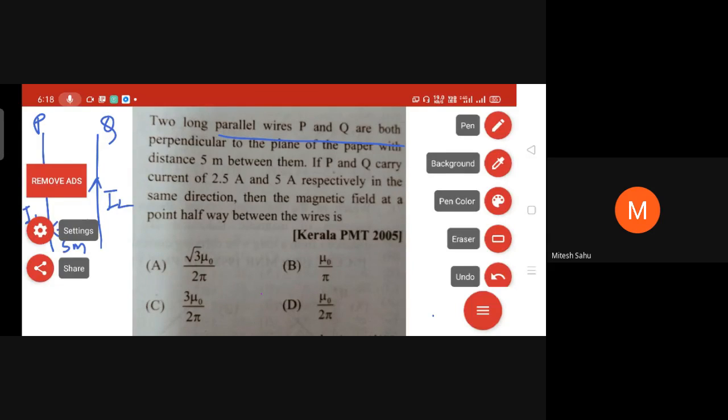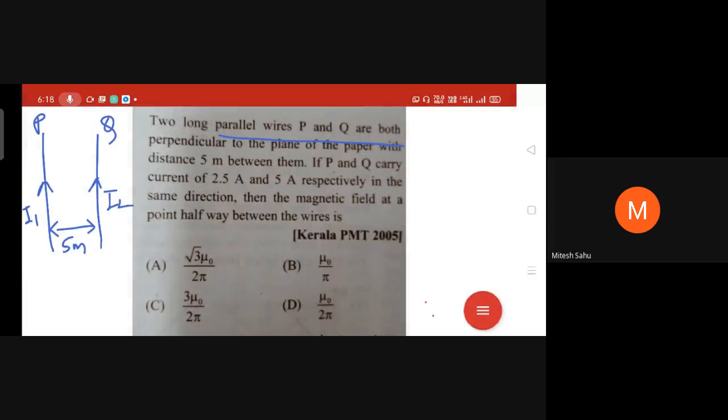At point halfway between the wires means where we have to find out magnetic induction. So since distance between these two wires is 5 meters, and we have to find out magnetic field at a point halfway between these two wires, means we have to find out magnetic field at a distance of 2.5 meter from each wire. So you have to find out magnetic field here at point P, which is at distance 2.5 meter from both the wires or either of the wires. So how will you go for this?